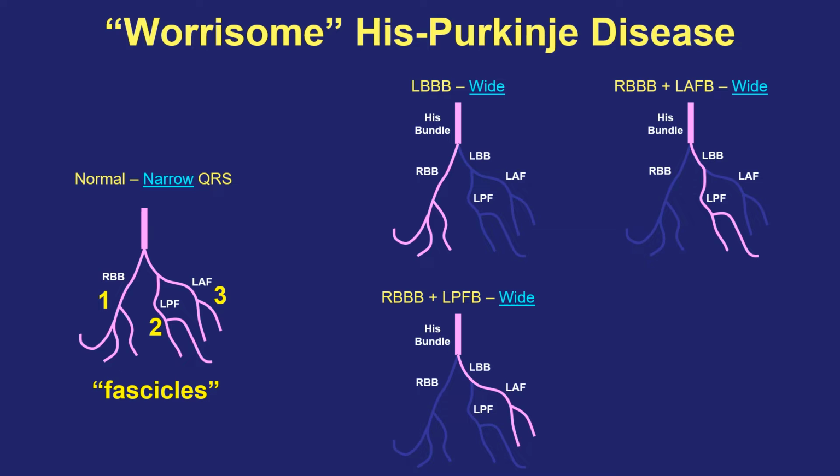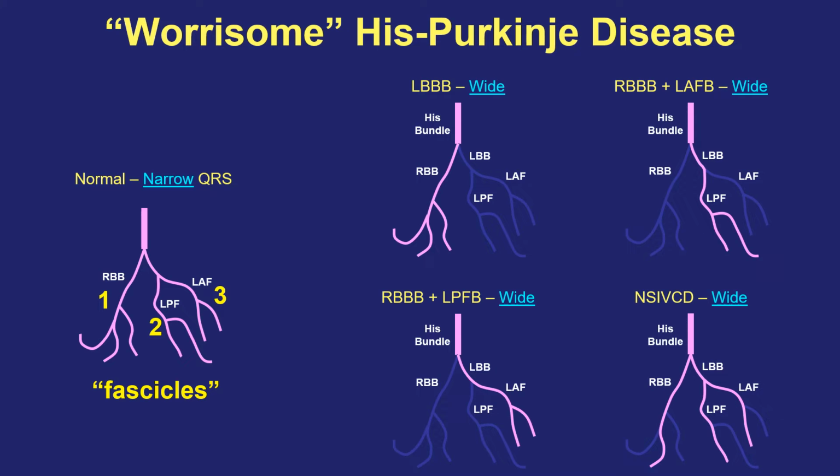Again, 2 out of 3 fascicles not working, giving you a wide QRS. And there's something called a non-specific interventricular conduction delay. That's just a way of saying the QRS is wide, but it's not in a perfect left bundle branch block or right bundle branch block pattern.